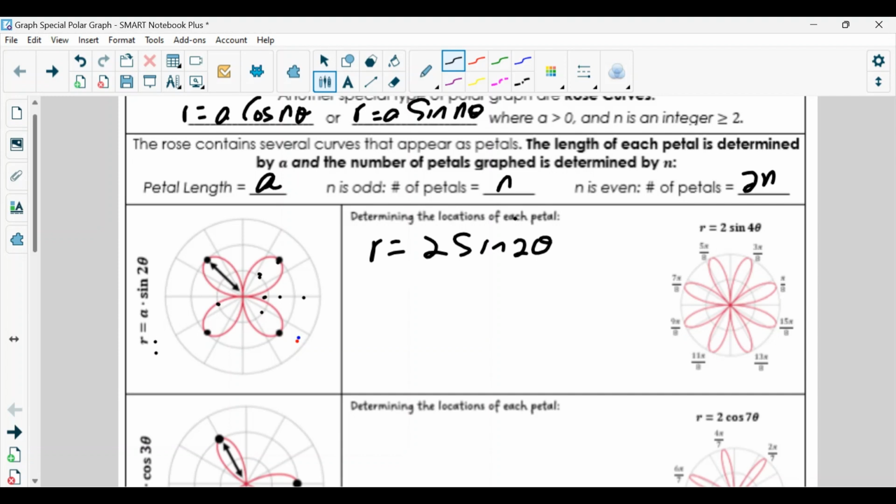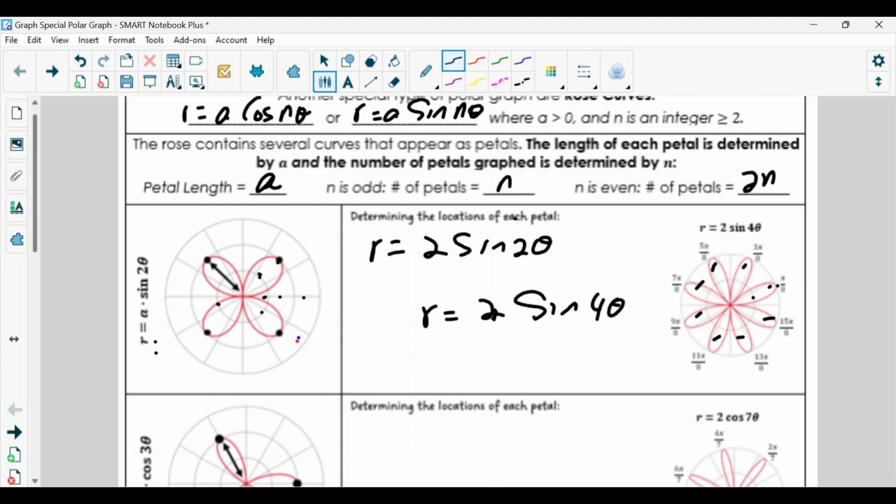On this one, same thing too. You can see that you don't have a petal on the polar axis, so that's going to be a sine. So r equals a sine. I don't know what the n is yet. How many petals do we have? 1, 2, 3, 4, 5, 6, 7, 8. Eight is an even number. Divide 8 by 2, that gives you 4. And my distance is 2. So a is 2.